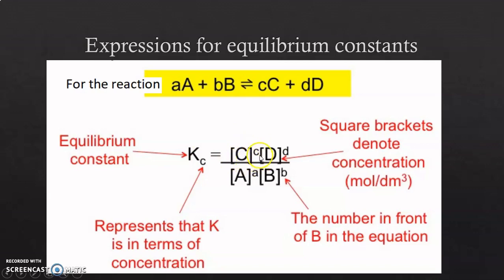Now we've got these smaller letters here, c, d, a, and b, which are raised as powers. Okay, now these here, they are coming from the balanced equation. Okay, so c there, this c, it's a number that we pick up from there. Okay, so if it's a 2 there, we'll come and put a 2 there.